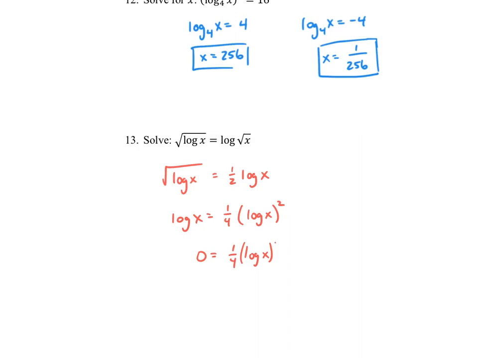You always want to set equal to 0 and then factor and solve. It's just the way we got to do things. You don't want to ever lose a solution. So I'm going to factor out a log of x. Get 1/4 log of x minus 1.